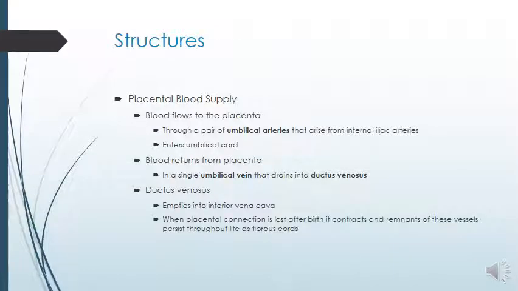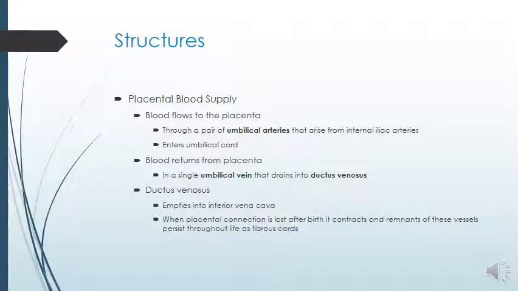In looking at the placenta blood supply, the blood flows to the placenta through a pair of umbilical arteries that arise from the internal iliac arteries, and then it enters into the umbilical cord. When the blood returns from the placenta to the fetus, it enters in a single umbilical vein that drains into the ductus venosus. The ductus venosus empties into the inferior vena cava, thereby not going to the digestive system.